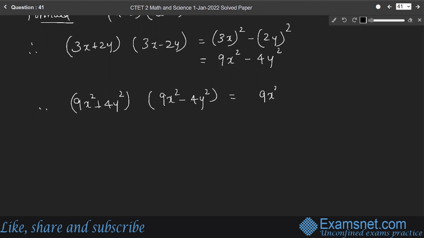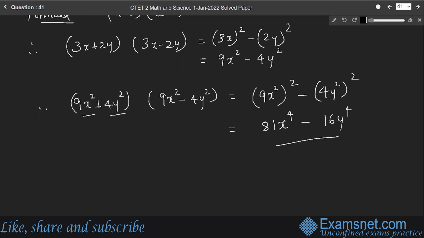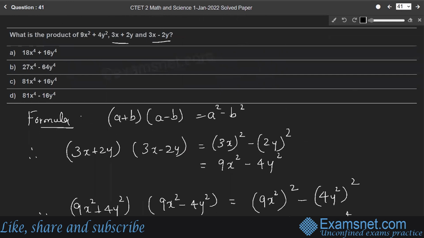That is 9x square the whole square minus 4y square the whole square. So a is 9x square, b is 4y square. A plus b into a minus b, which is equal to 81x to the power of 4 minus 16y to the power of 4. Option D is the right answer.